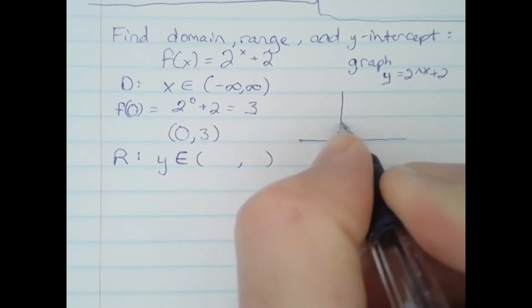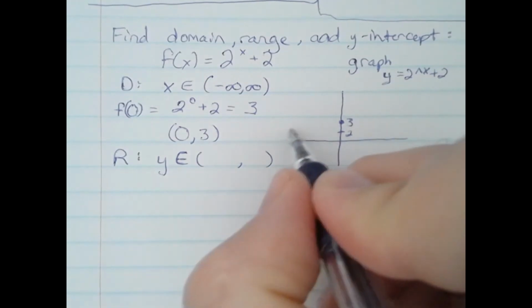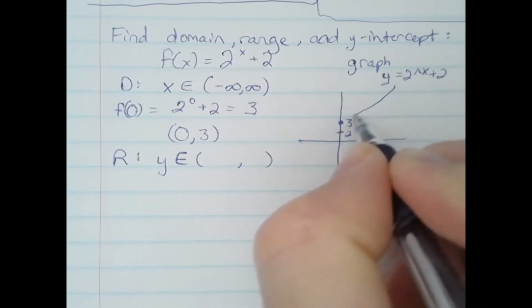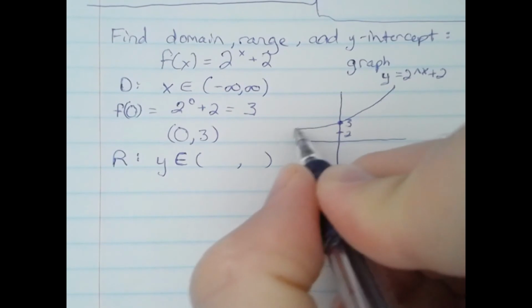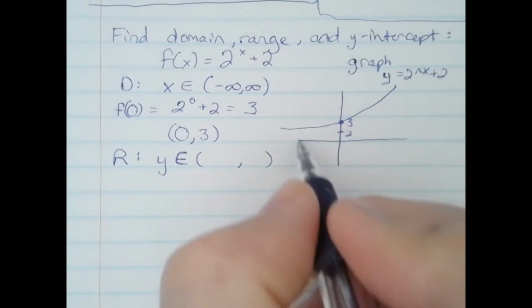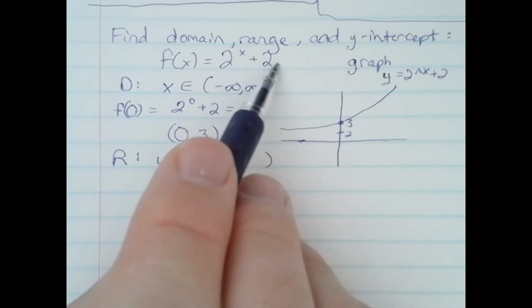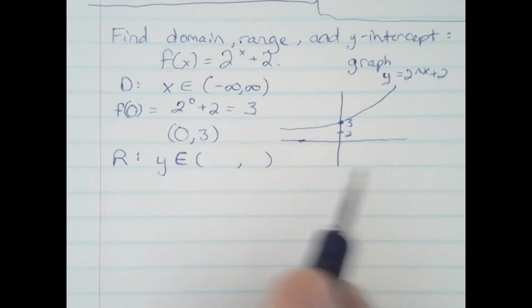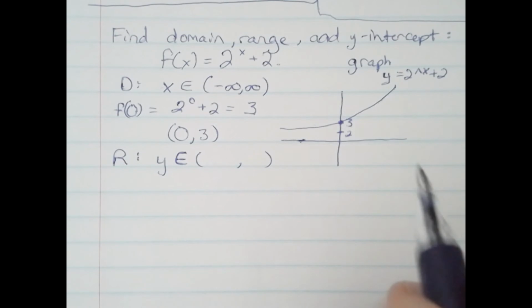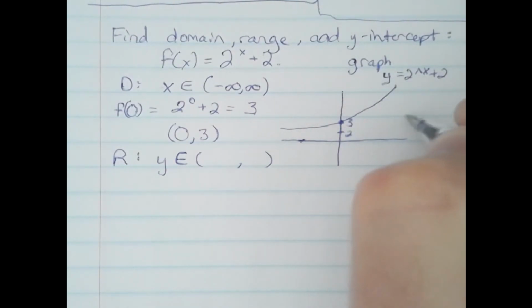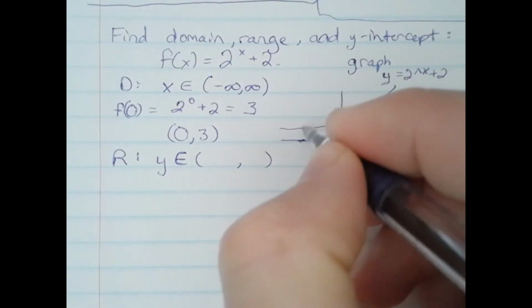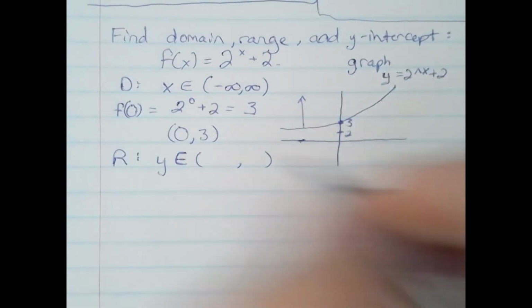I want to note 2 and 3. Here's my y-intercept. It is an exponential that increases without bound. But going to the left, you'll notice it levels off, and you can follow the cursor on there, and it levels off at 2. And notice that is part of the function. That is a horizontal asymptote. And so basically all values of y start at 2 and go up to infinity from there.